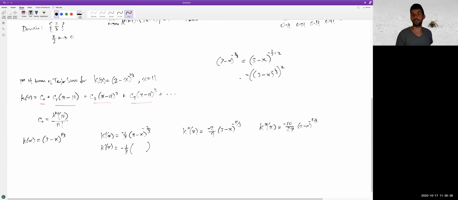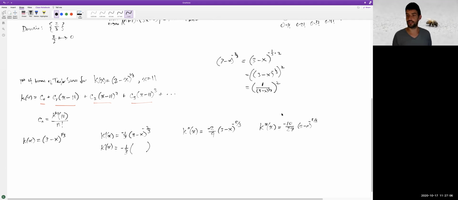There's rules of exponents. And one more thing, 3 minus, oops, I didn't do what I wanted to do. That negative 1/3 exponent means I can rewrite this as 3 minus x to the 1/3, and that squared is out there. Okay. The same thing can happen for all of these. They just have a different numerator.